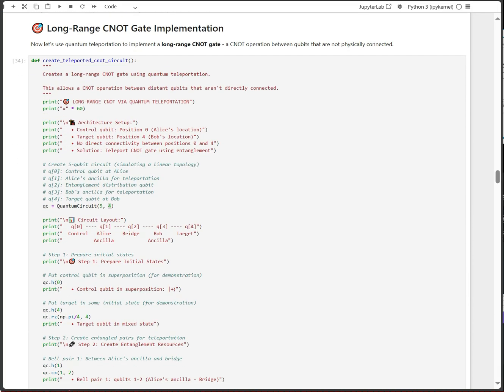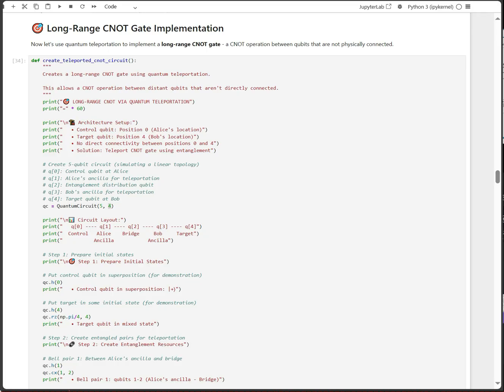Well, and here just to mention the long-range CNOT gate implementation. The function to create a teleport CNOT circuit tackles the challenge of limited qubit connectivity. Why? On many real quantum devices, not all qubits are physically connected, so you cannot run CNOT between arbitrary qubits. But teleportation provides a way to move the logical control or target anywhere by relaying it through entangled pairs.